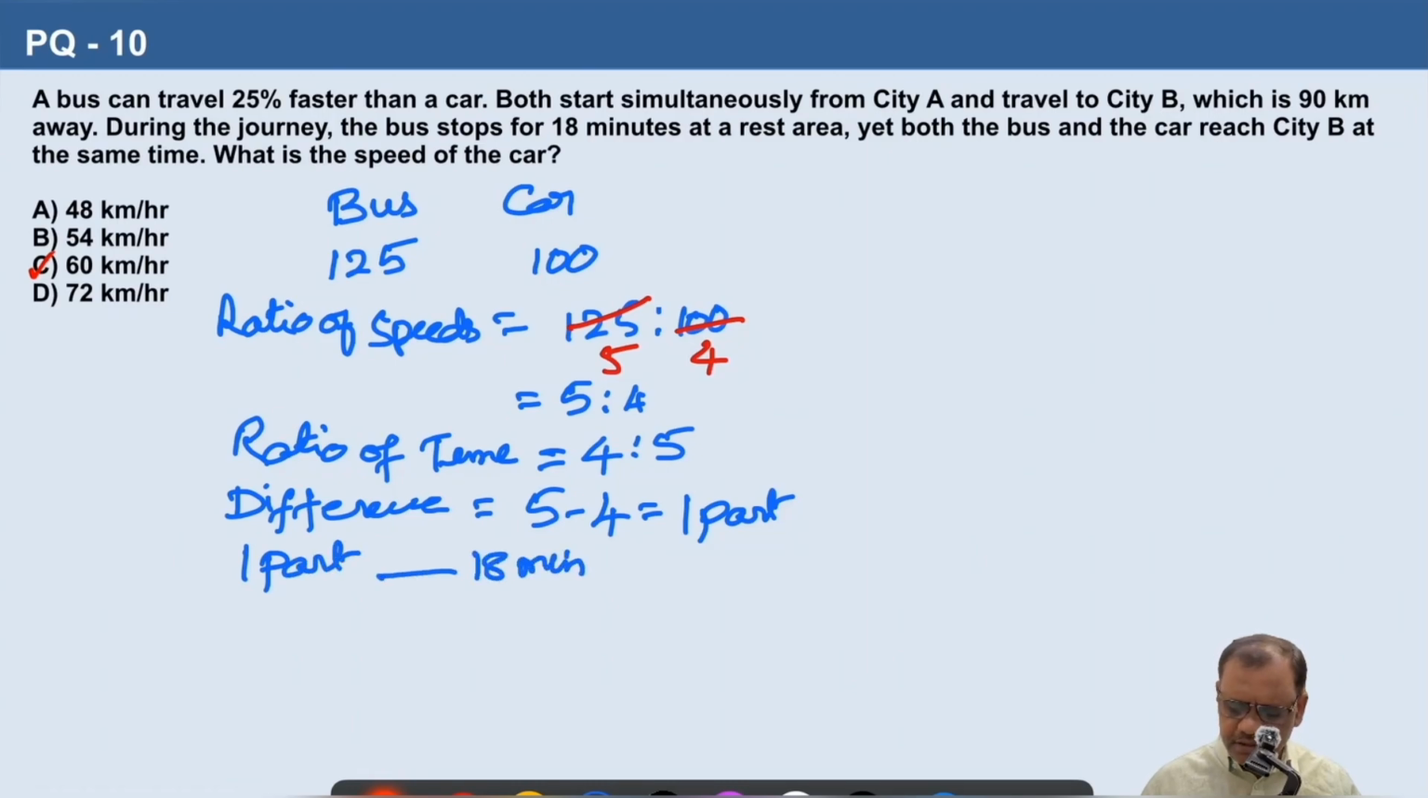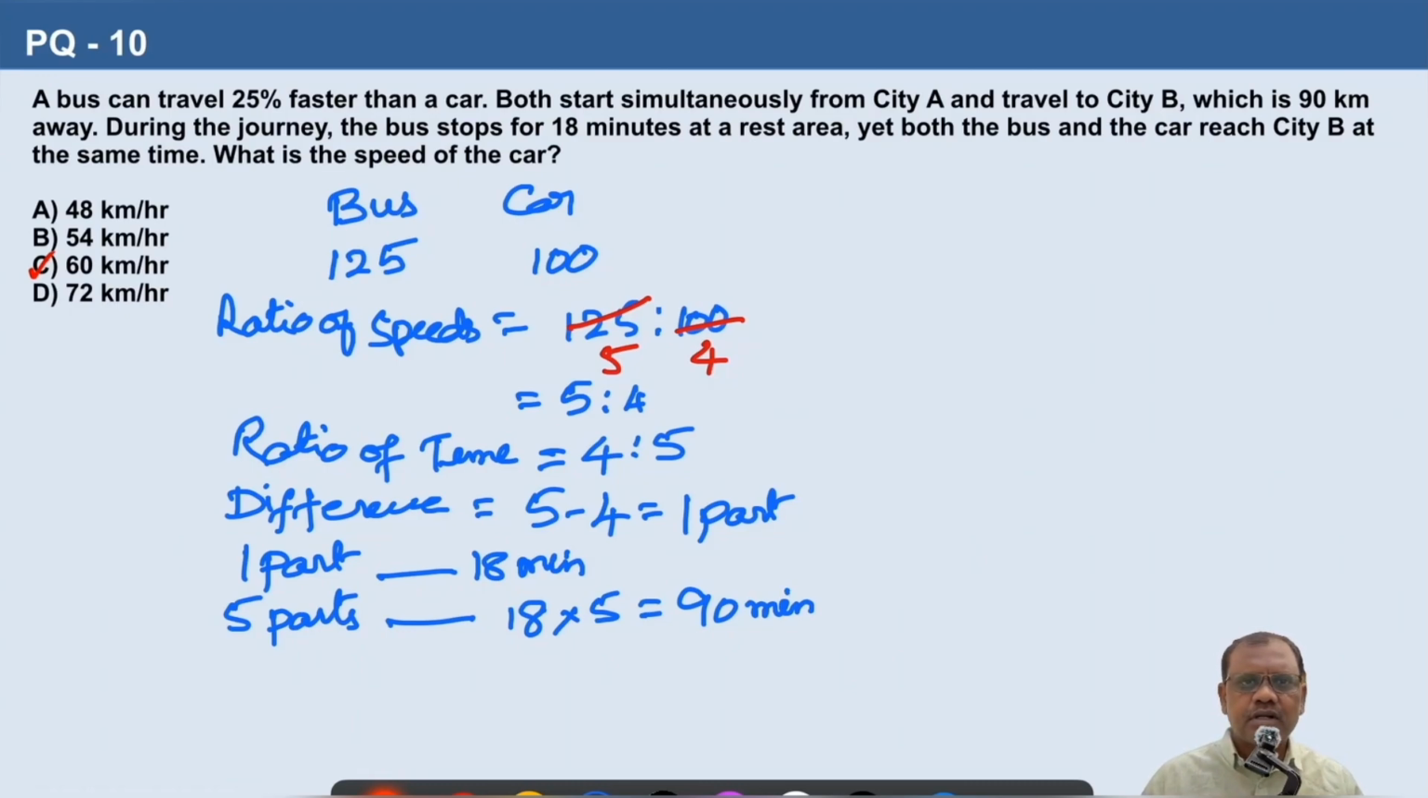Now we have to find out the speed of the car. To find the speed of the car, we have to find out the time taken by the car. So the car is taking a time of 5 parts here. That gives the time of the car. 5 parts is 18 into 5, which is 90 minutes. 90 minutes is the time taken by the car.